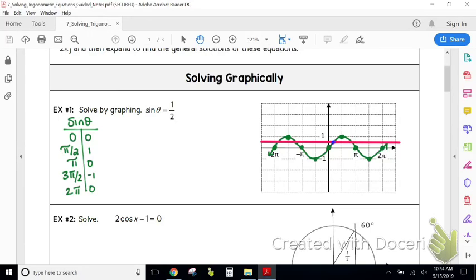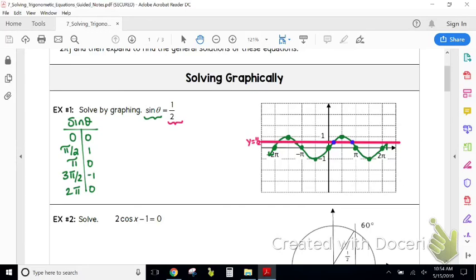And then we can find our intersections, and that will tell us what our solutions are. Remember, this line is where y is equal to 1/2. What I did is we graphed the left side and we graphed the right side here. And we're looking for where they intersect because that's where they're going to be equal.